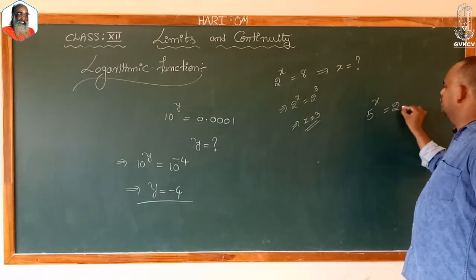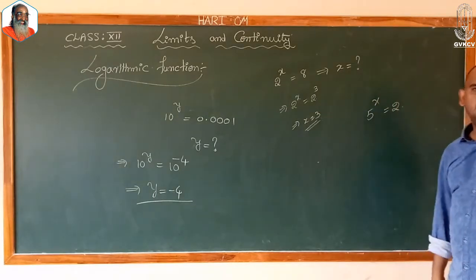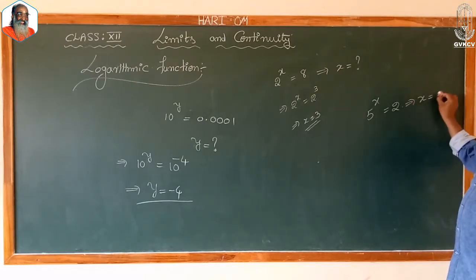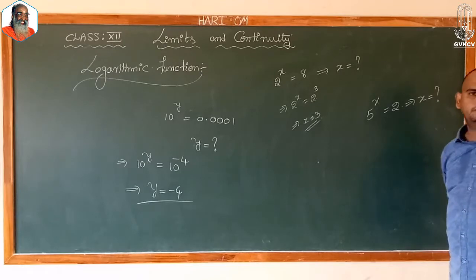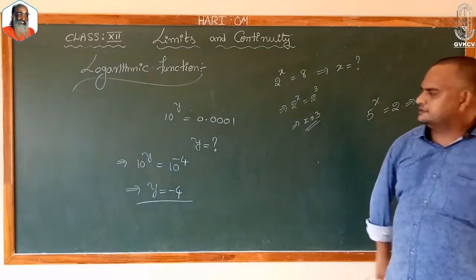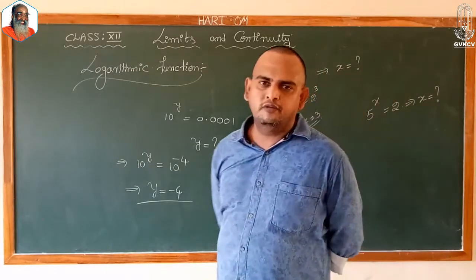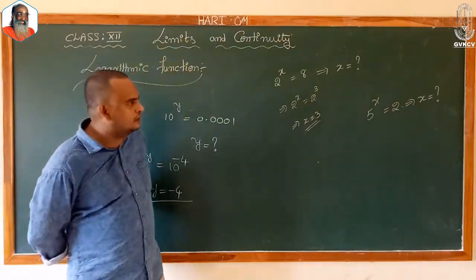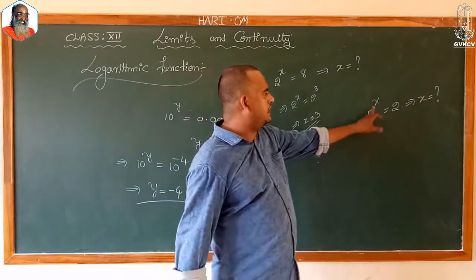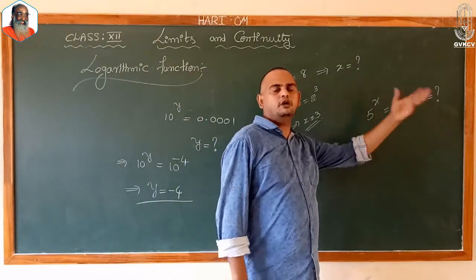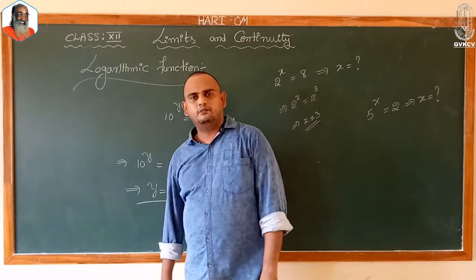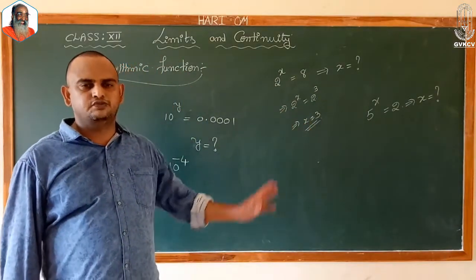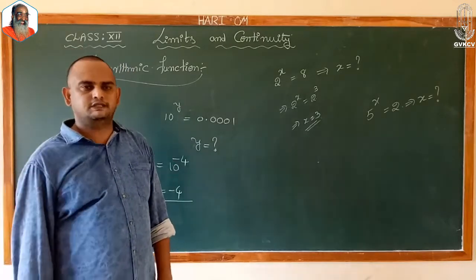Now, again I have a question. 5 power x is equal to 2. Now, what is x? In the first two cases, very easily we are able to find the value of x and the value of y. Now, in the third case, 5 power x is equal to 2, then what is x? In that situation, it is very difficult to tell the value of x.